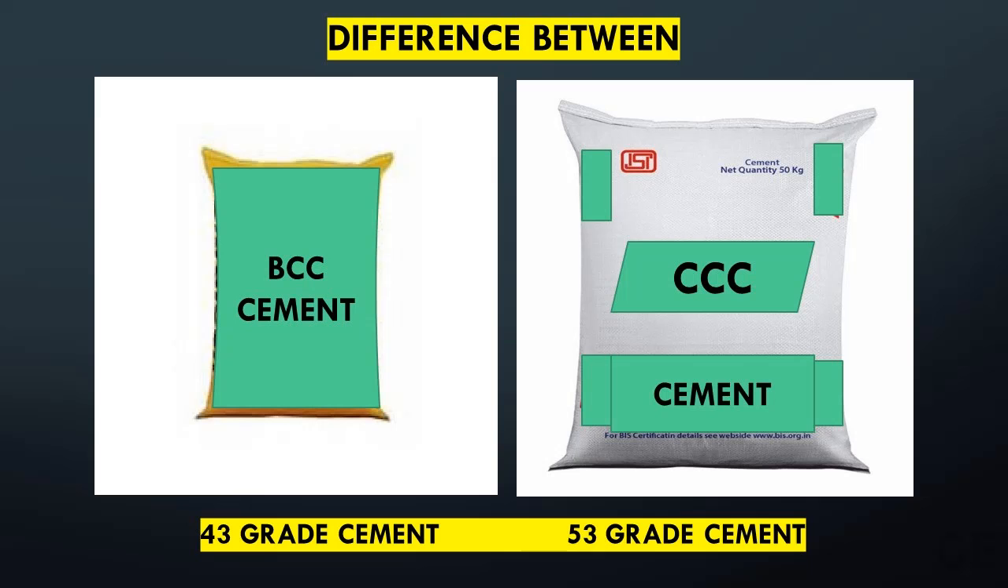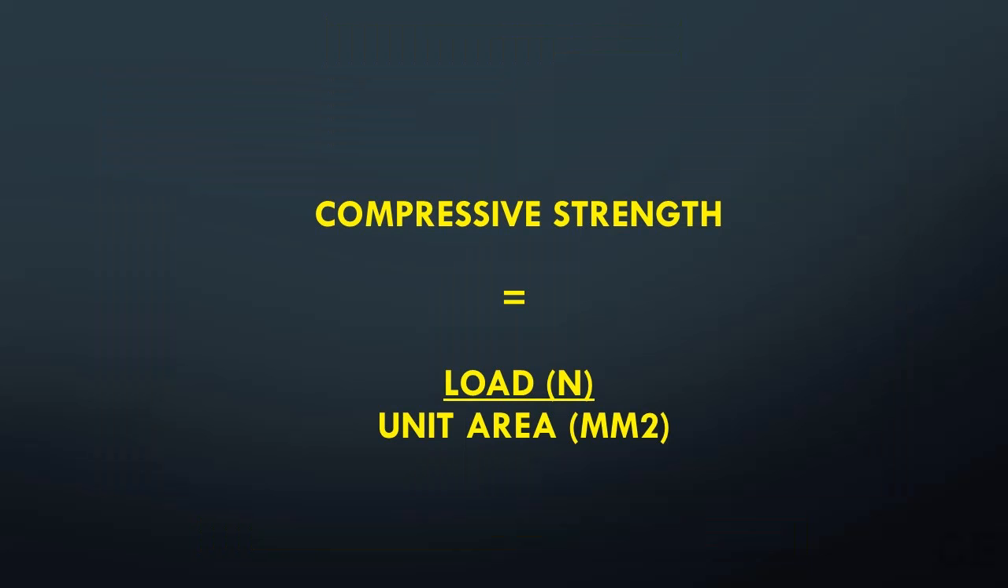Ordinary Portland cement has 3 grades that are 33 grade, 43 grade, 53 grade. As per the Bureau of Indian Standards, these grades are differentiated by their compressive strengths, and these strengths are expressed in Newton per millimeter square. Compressive strength is a ratio of load per unit area. The load is calculated in Newton and the area is calculated in millimeter square.